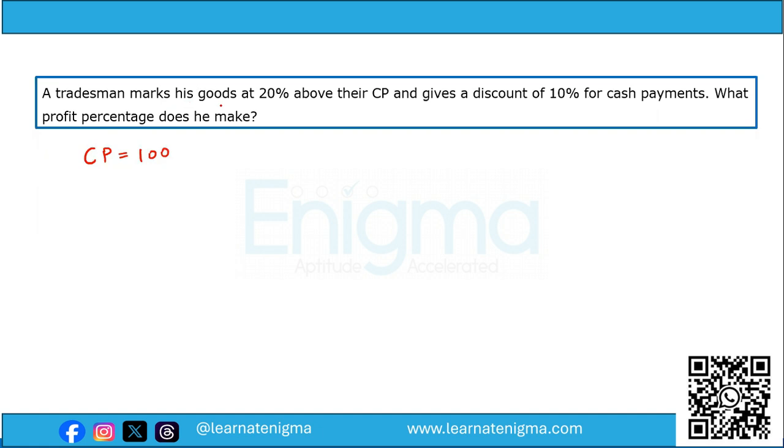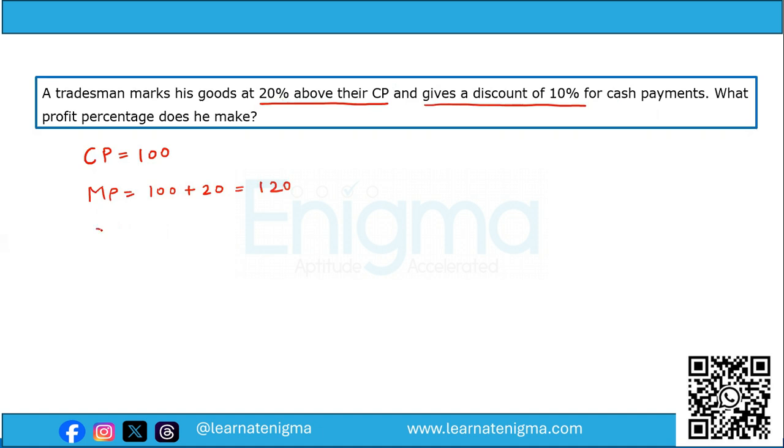A tradesman marks his goods at 20% above their cost price. So therefore, marked price becomes 20% above the cost price. Now, because the cost price is 100, the calculation becomes very simple. 100 plus 20, that is 120, and gives a discount of 10% for cash payments.